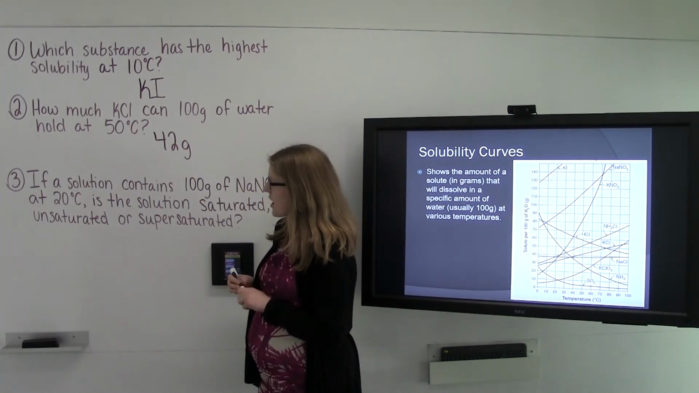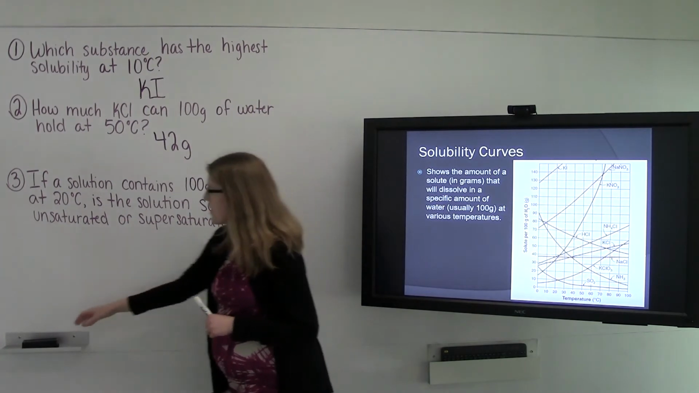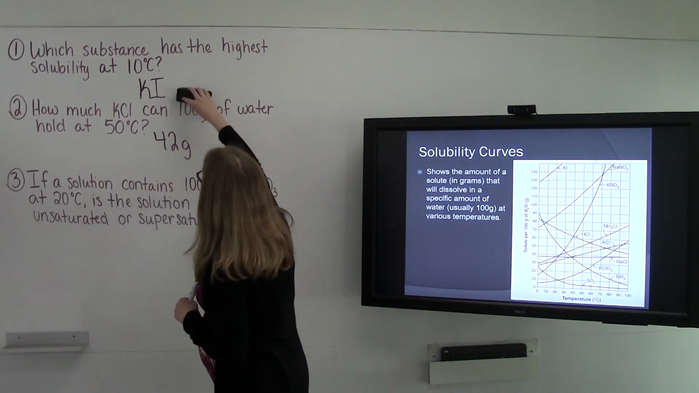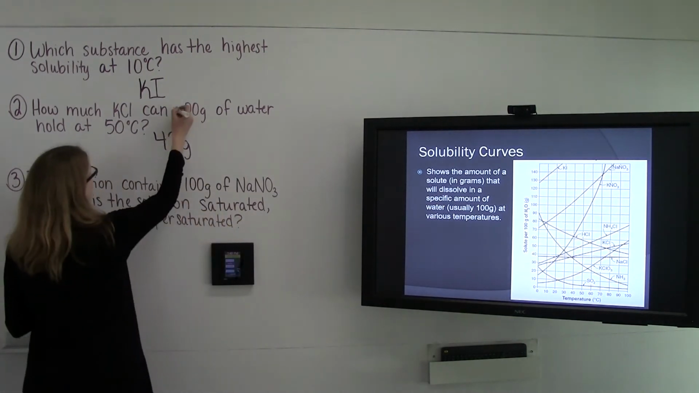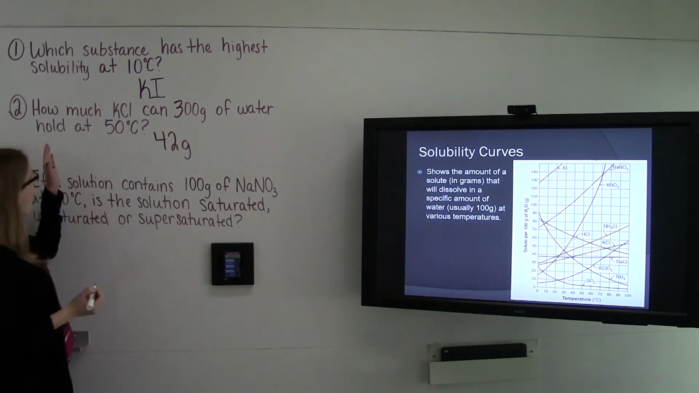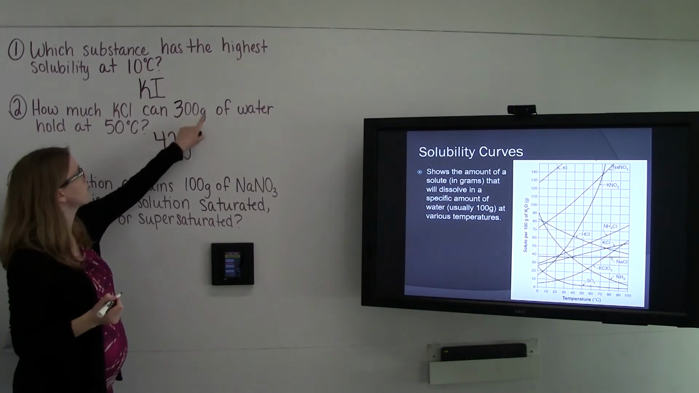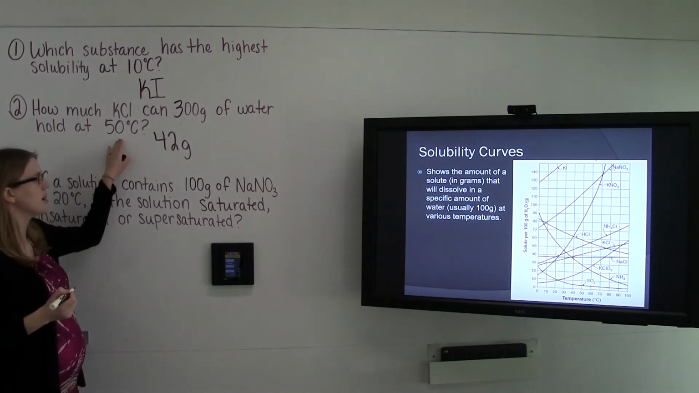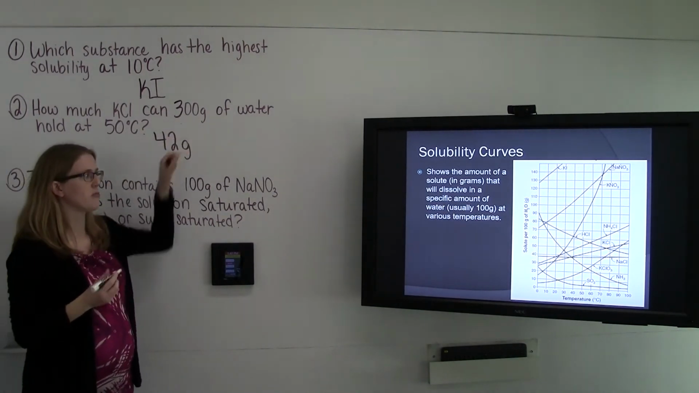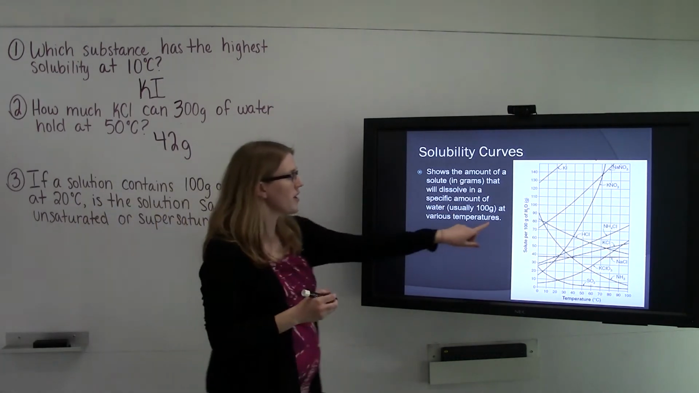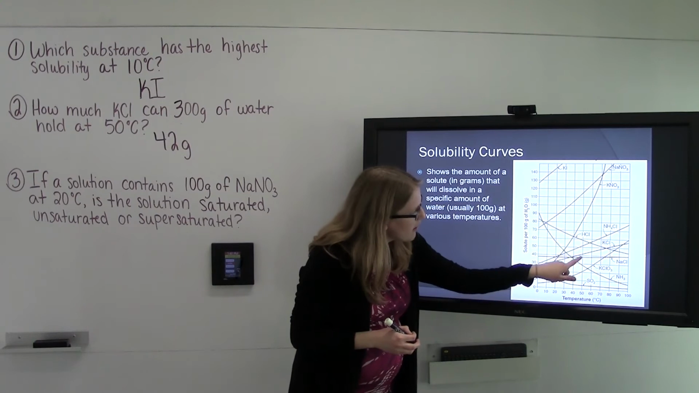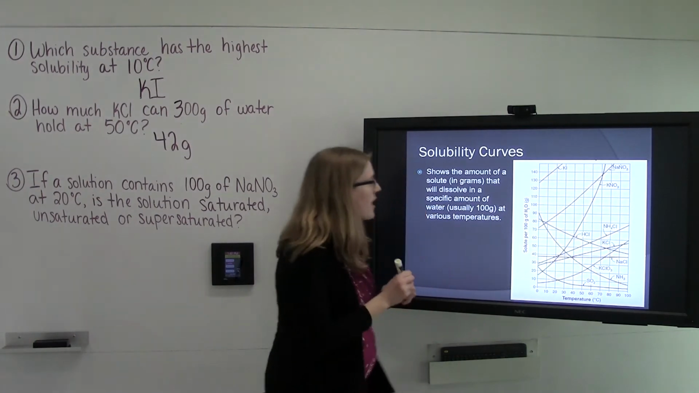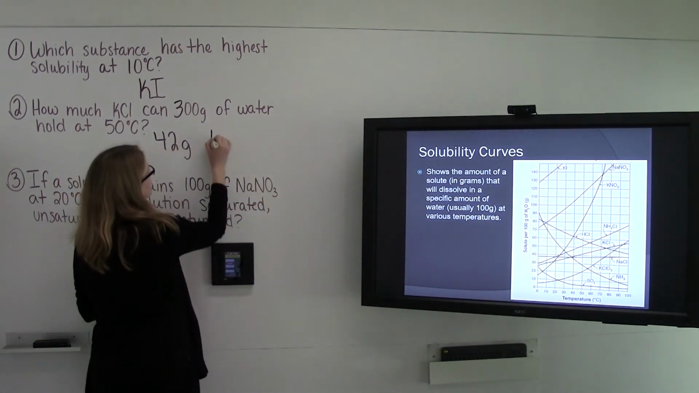Okay, now I'm going to change this number slightly, okay? This question, question number 2, I'm going to change just this right here to a 3. So now let's see what this question's saying. How much KCl can 300 grams of water hold at 50? Do you see our big difference here is how much water? Okay, 42 grams, so at 50 we go up to KCl, and we have 42 grams. That's for 100 grams of water.